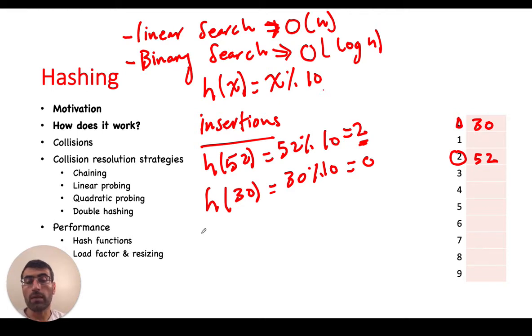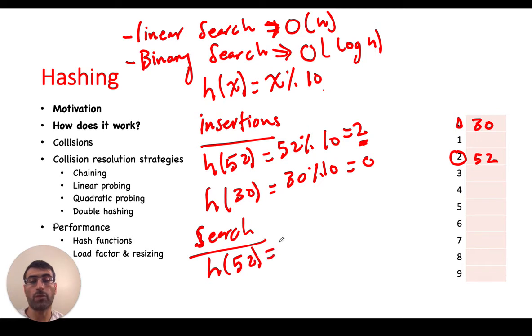Now, let's say I have inserted a bunch of numbers and now I want to search. I want to find out if 52 exists in my data set. So to do that, I basically do the same process. I compute the hash function for 52. h of 52 is again 52 mod 10, which is just 2. So I go to bucket number 2, 52 exists there, so I just declare that it's found.